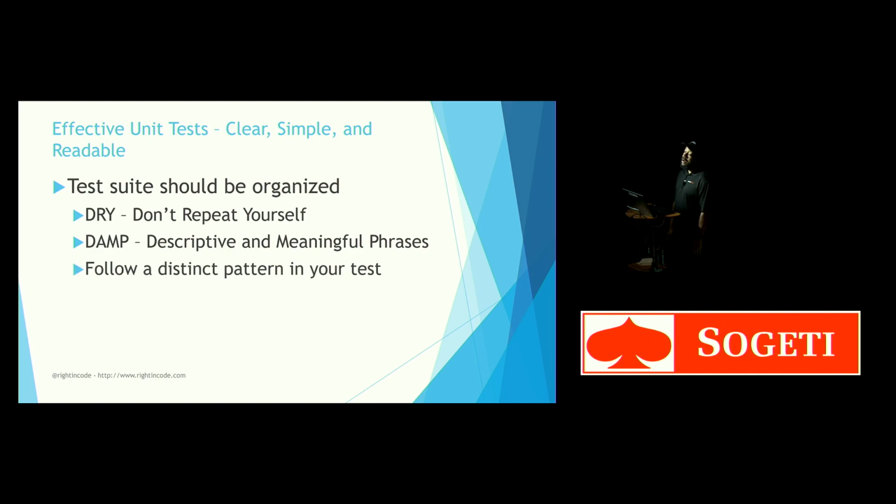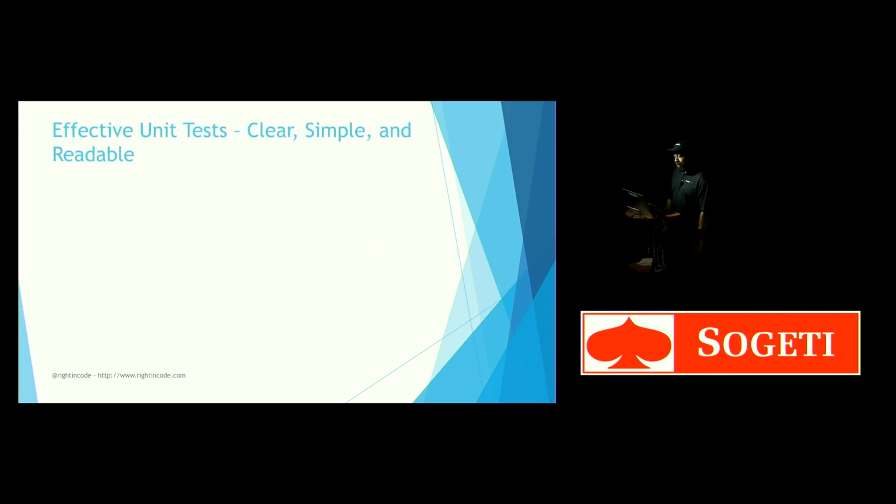Follow a distinct pattern in your test. So the first section of your test should be a setup and arrange section, and we'll see examples of this when we look at some code. Then you take action as the next section, and then we assert. We're looking for the result or condition, and we'll walk through that in some of the tests that we have examples for here. Focus on high precision.